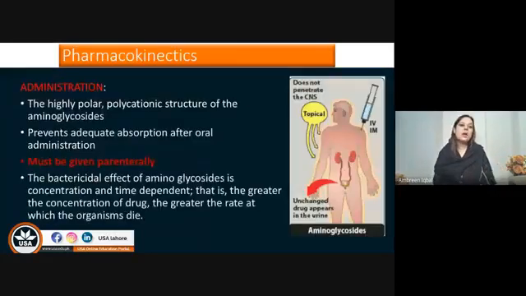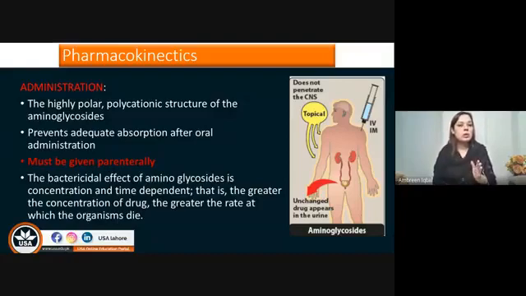So now moving towards the pharmacokinetic profile. What is pharmacokinetics? It is a study of how the body is going to treat the drug: after administration, what is going to happen, how it is going to be absorbed, how it is going to be distributed, how it is going to be metabolized, and how it is going to be excreted out of the body.